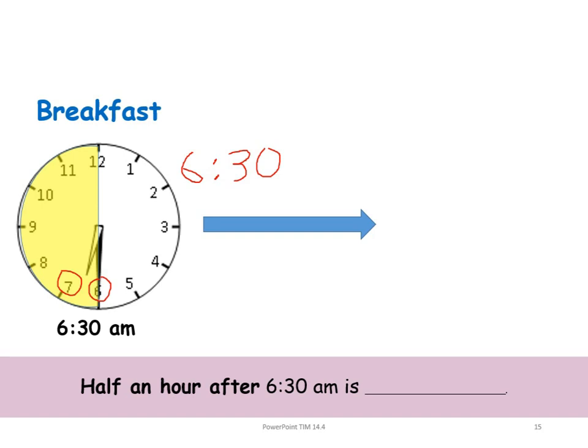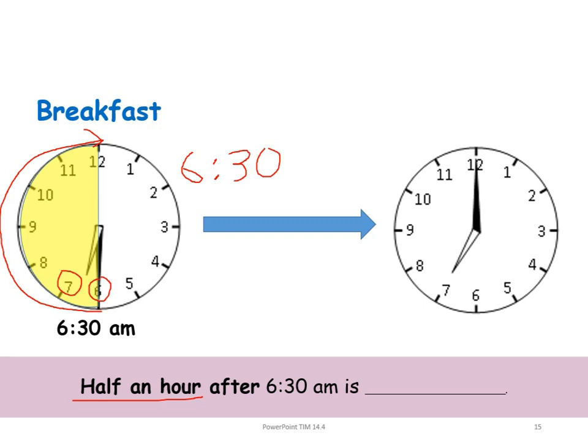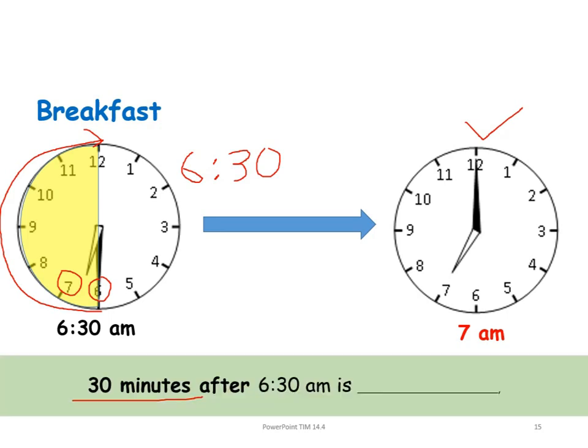Let me ask you, what is half an hour after 6:30 a.m.? Half an hour is when the minute hand travels from here all the way halfway around the clock. Okay? And it stops here. Try that on your clock and you will see that it will end up like this over here. What time is it now? It will be 7 a.m. So half an hour after 6:30 a.m. is 7 a.m. Okay?